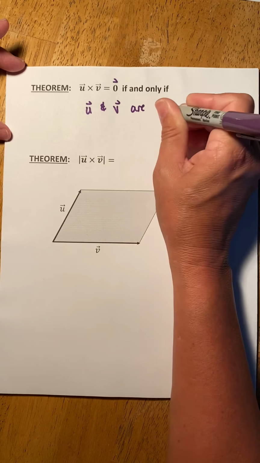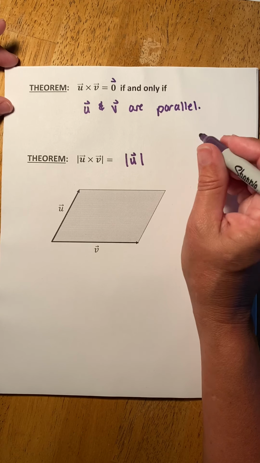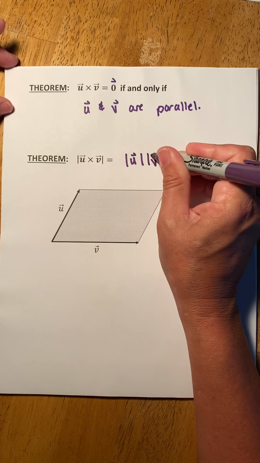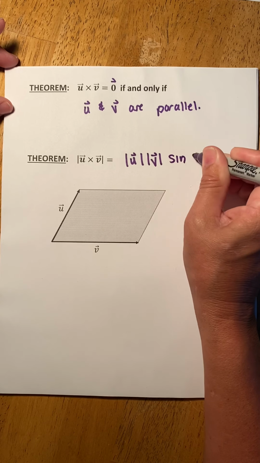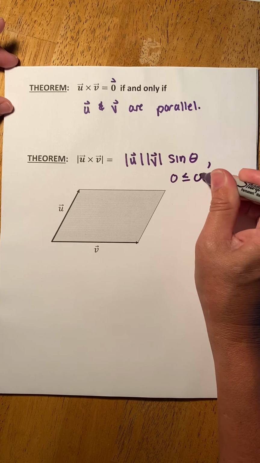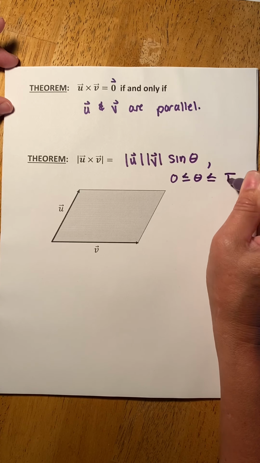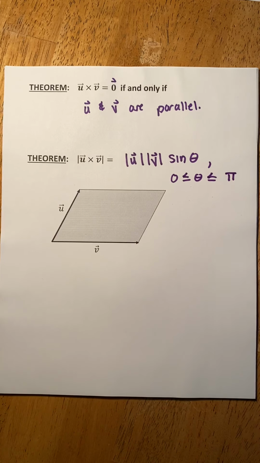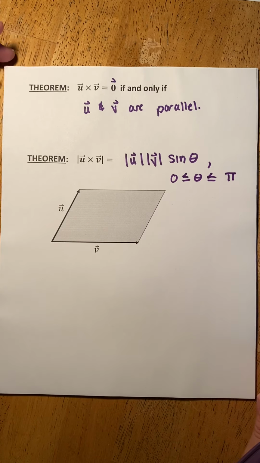All right, and lastly, the magnitude of the cross product. This is a theorem, can be proved using trigonometry. The magnitude of a cross product is the magnitude of the first vector times the magnitude of the second vector times the sine of the angle between them. And when we talk about angles between vectors, we always talk about the angle between 0 and pi.